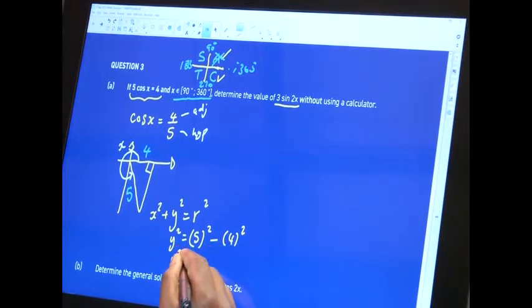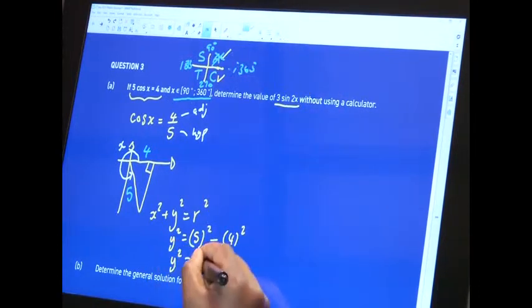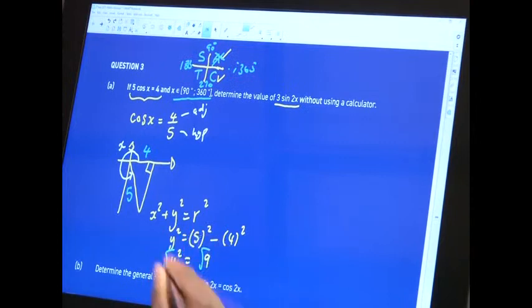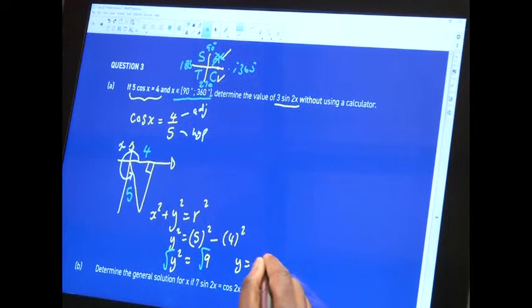Now, this is where some of us mess it up. y squared is 9. If you take the square root of both sides and you just leave it as that, you'll notice that you're going to end up with an answer that says y is equal to positive 3. And that right there, beautiful people, is a big flaw.